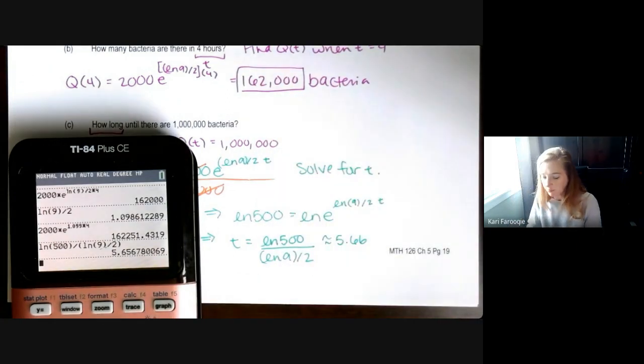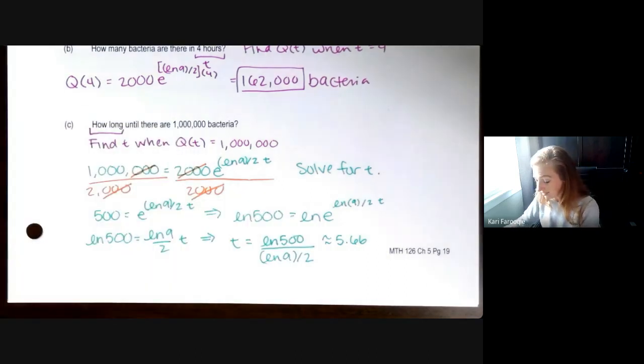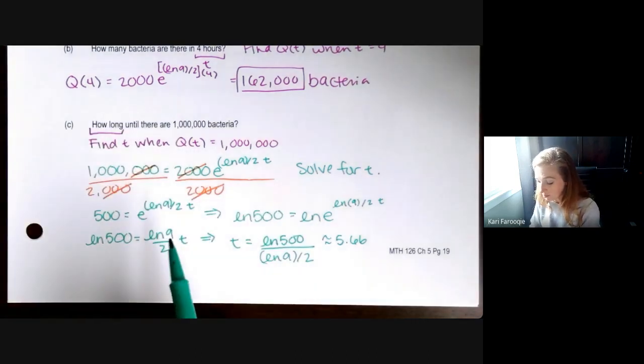Now, I think sometimes when we're dealing with time, students tend to just pop years on there. I don't know why. We're used to seeing years as a unit. So students are like 5.66 years next. It's not years. We're talking about bacteria. How long until there are 1 million bacteria?